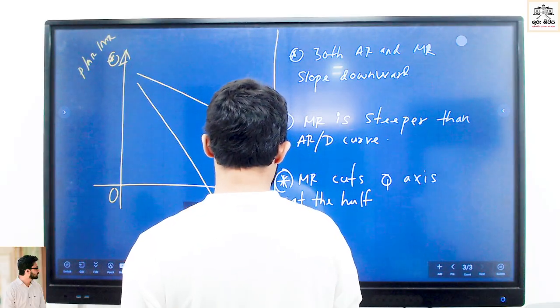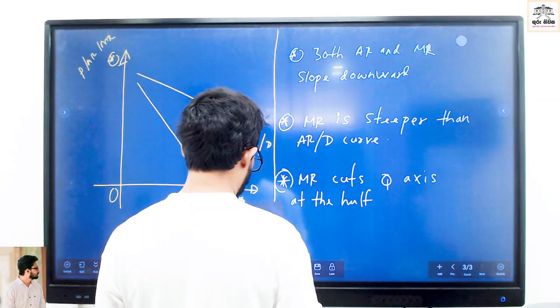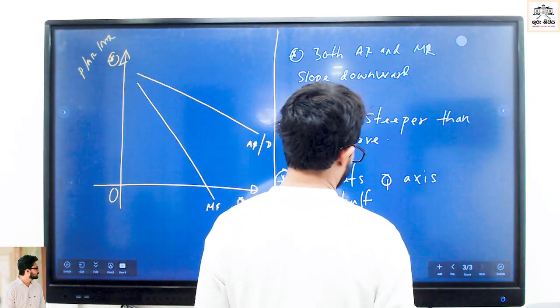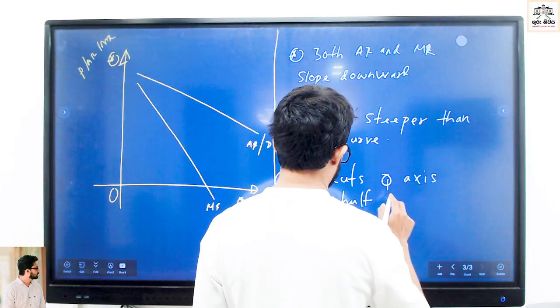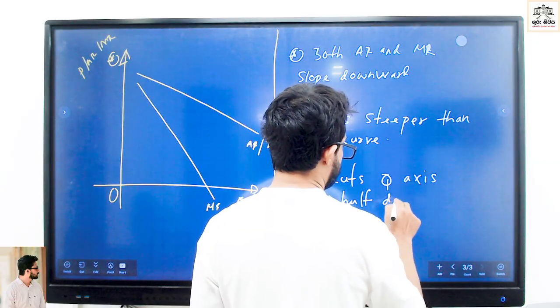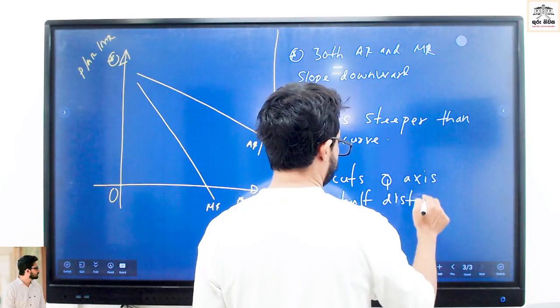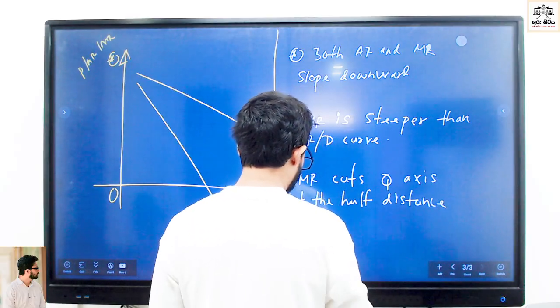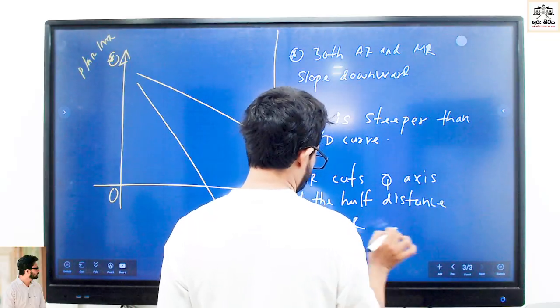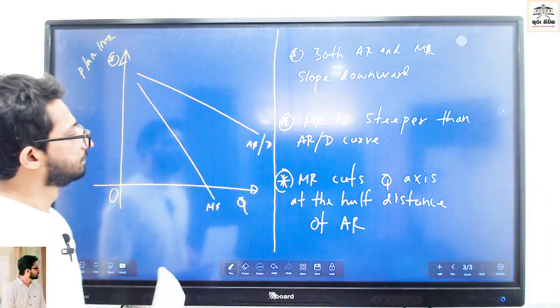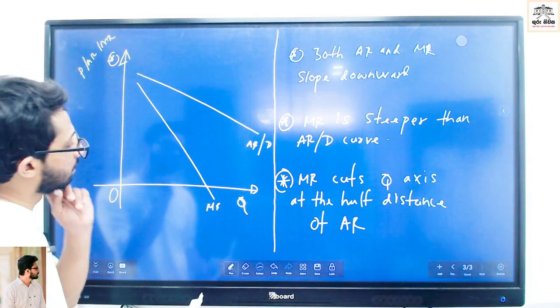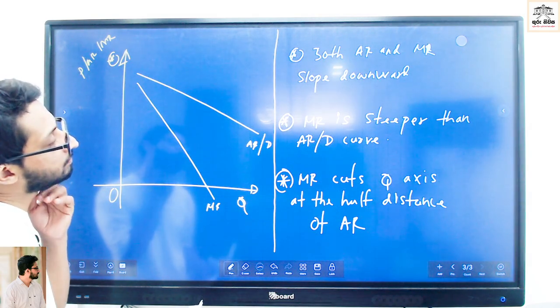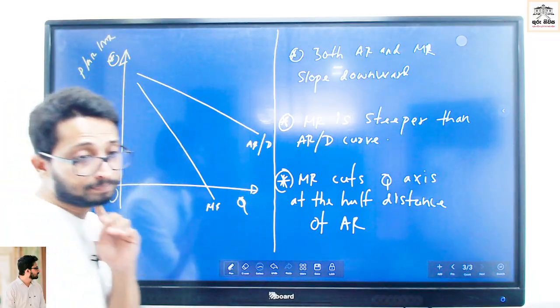At half the distance of AR. Now, what does it mean? Half the distance of AR. Right, write it down, then I'll explain.